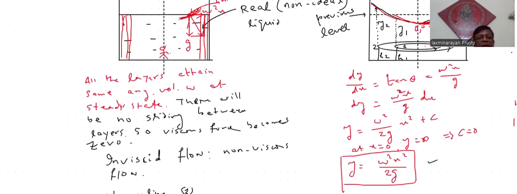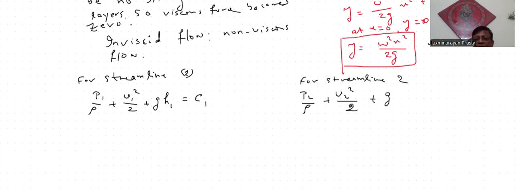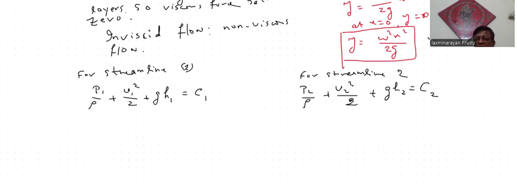Now for streamline 2, let us write. For streamline 2, P2 by rho plus V2 square by 2 plus G H2 is the total energy per unit mass, C2. Let us call this. In the ideal fluid case, in irrotational flow, C1 is equal to C2. Yesterday, in the last class, we have seen this. But here, let us see, are they the same?